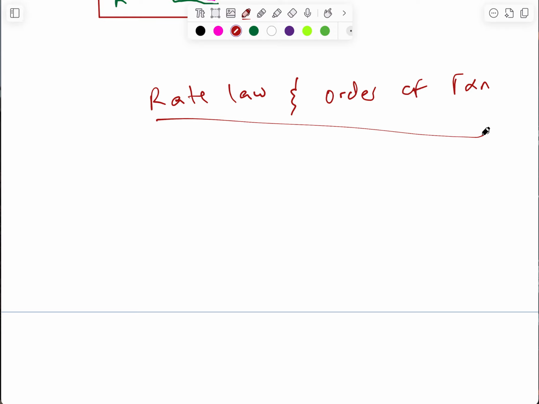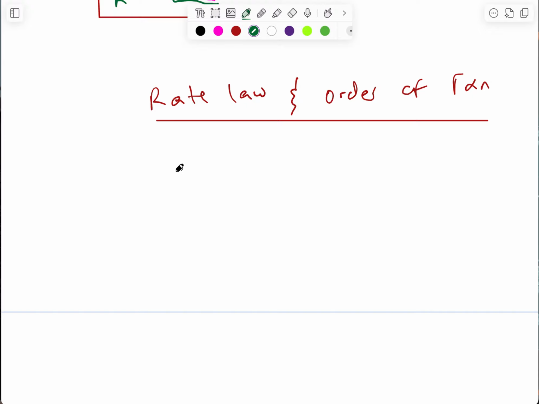So what is rate law and what is order of reaction? Now, rate law is simply a mathematical way of representing how a reaction goes. It's like an equation which we experimentally determine. And then once you see that equation, you can easily tell, oh, this is what is happening to this particular whatever.